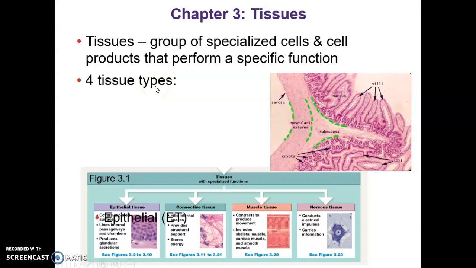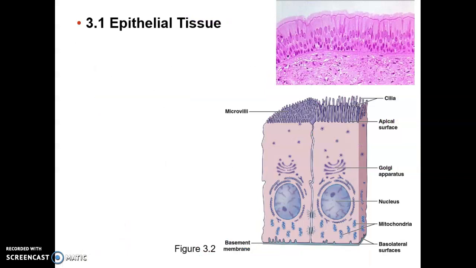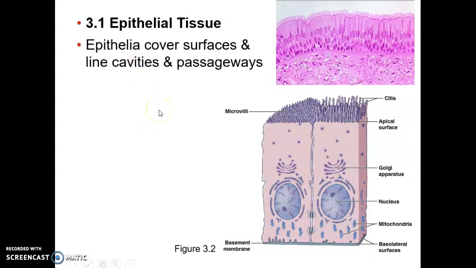So again, 4 tissue types, as we mentioned in one of the previous chapters. There's epithelial tissue, connective tissue, these are just abbreviations, ET and CT, muscle tissue, and then nervous tissue. And there are subtypes within these tissues, as we'll see in this chapter. Okay, so starting with epithelial tissue.